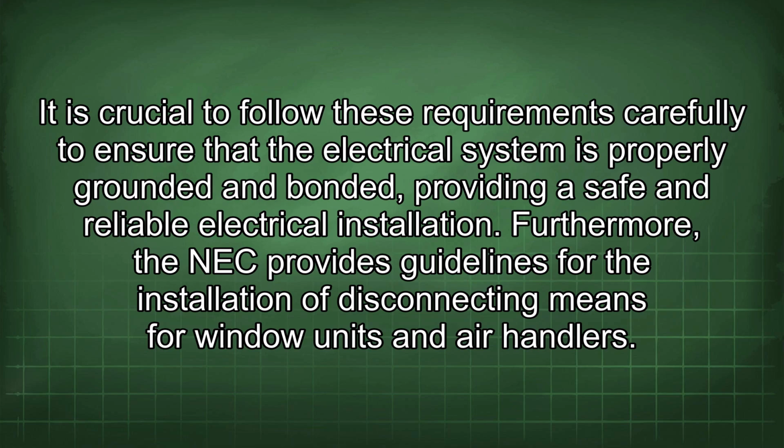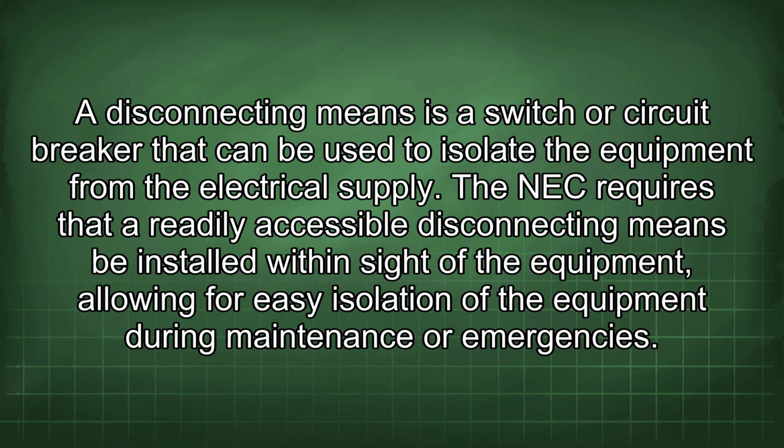Furthermore, the NEC provides guidelines for the installation of disconnecting means for window units and air handlers. A disconnecting means is a switch or circuit breaker that can be used to isolate the equipment from the electrical supply. The NEC requires that a readily accessible disconnecting means be installed within sight of the equipment, allowing for easy isolation of the equipment during maintenance or emergencies.